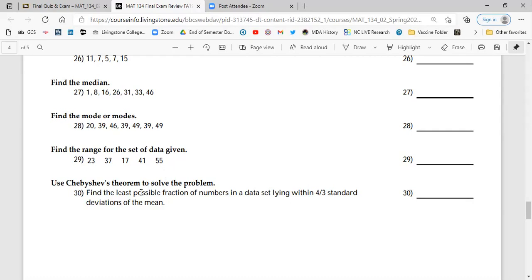Chebyshev's theorem. Any questions with that one? 1 minus 1 over k squared, where k would be 4 over 3. Questions with that?